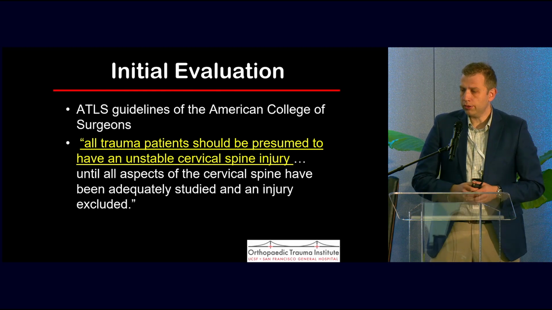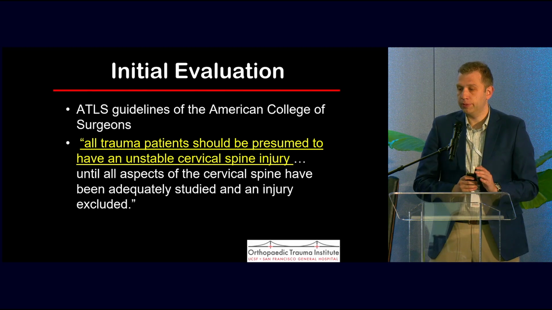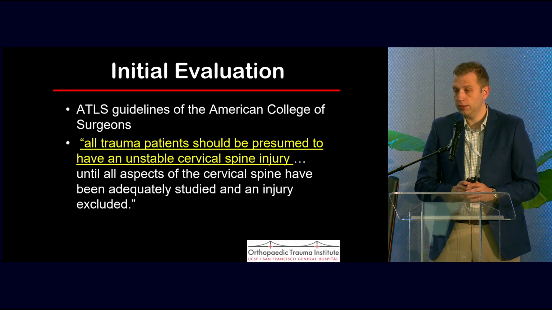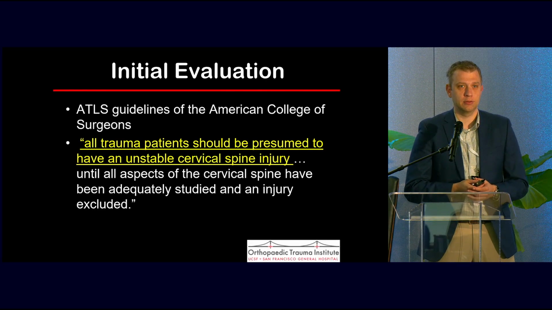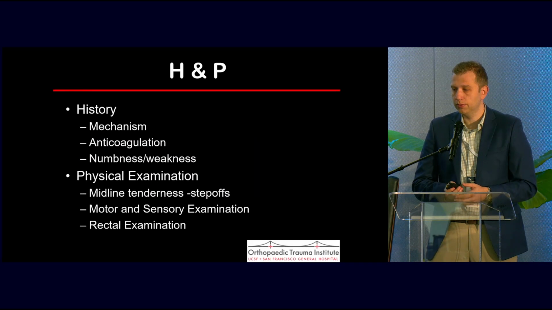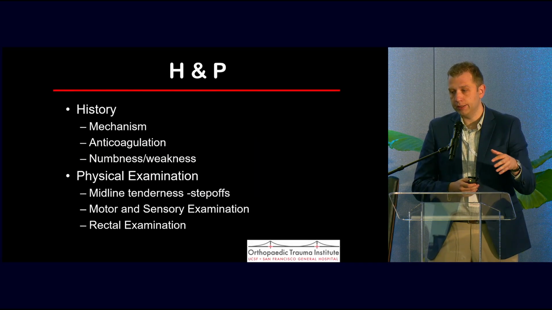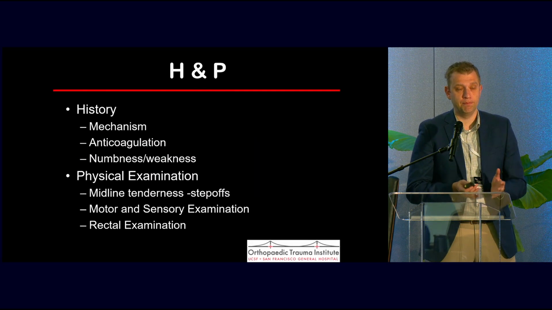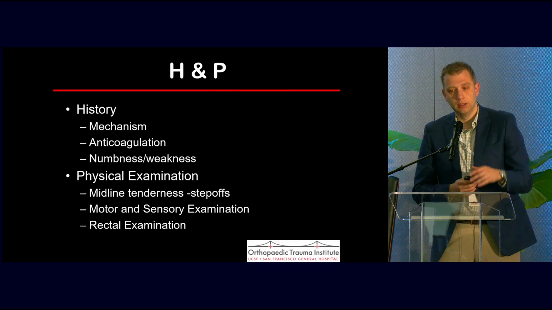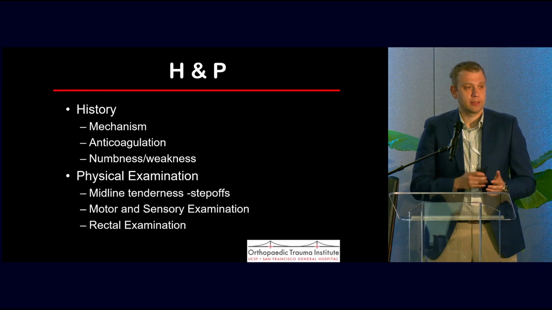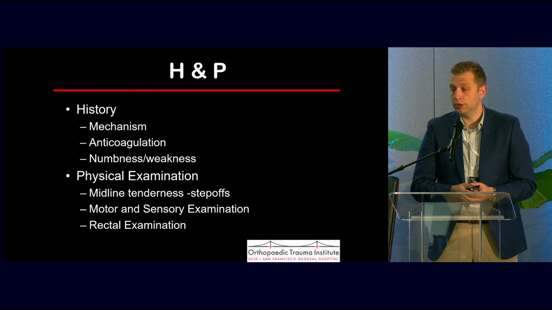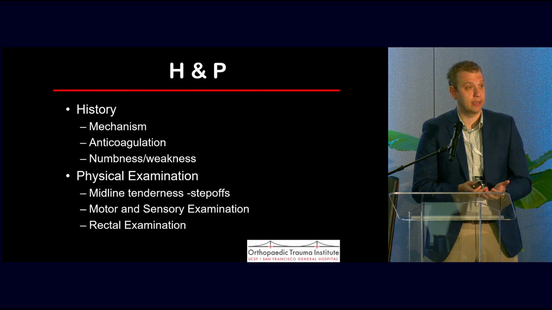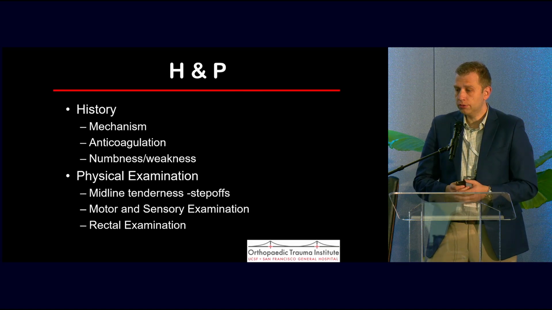So, according to the ATLS guidelines, all trauma patients should be presumed to have an unstable spine injury until all aspects of the spine have been adequately studied and the injury excluded. And so you start with your history and mechanism. Anticoagulation is a big one because that could help alter the management, help delay management, and bring in other considerations. And you want to do a good, thorough exam to confirm any findings.